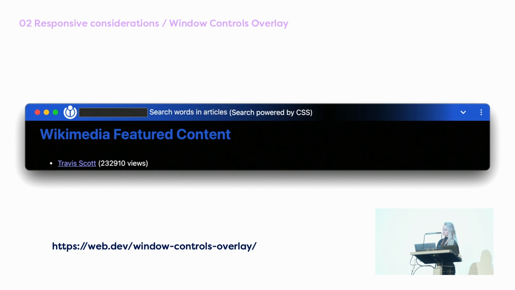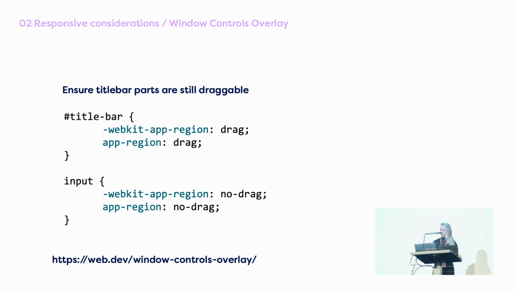Once you have all that set though, you're not done. I've taken this example from the web.dev documentation on window controls overlay. I've got my customized title bar with a search bar. But once I've turned on window controls overlay on a platform that supports it, my title bar no longer becomes draggable. So I can't grab the window and move it around, which isn't a great experience. So we need to add the app region CSS property and specify that I want the whole title bar to be draggable except for that search bar input.